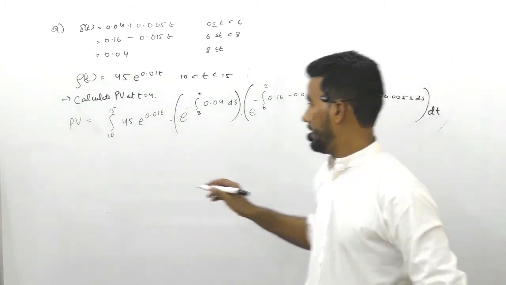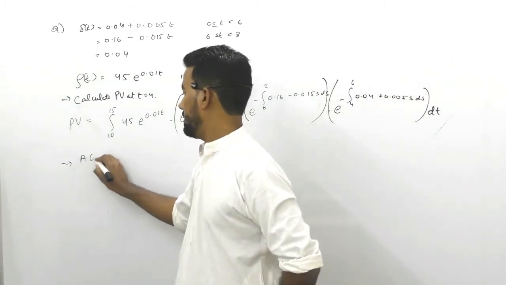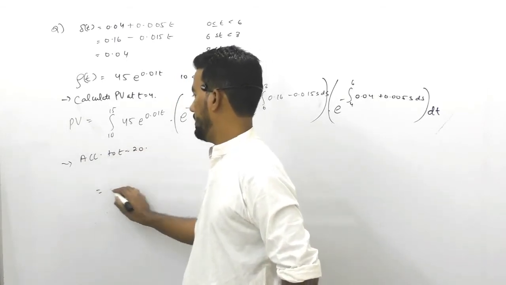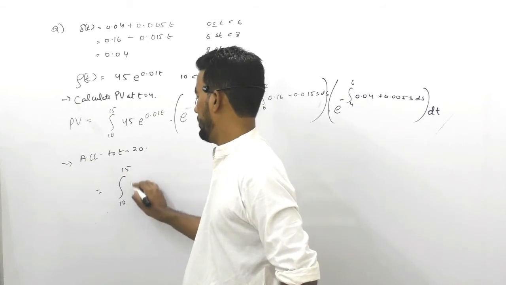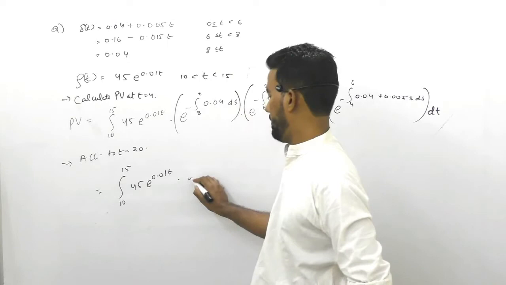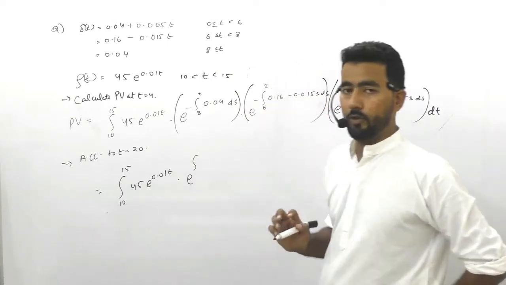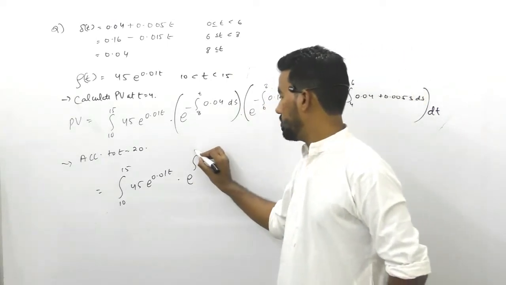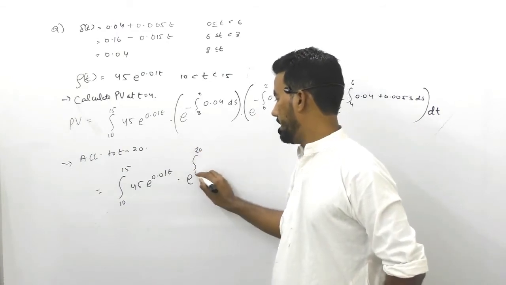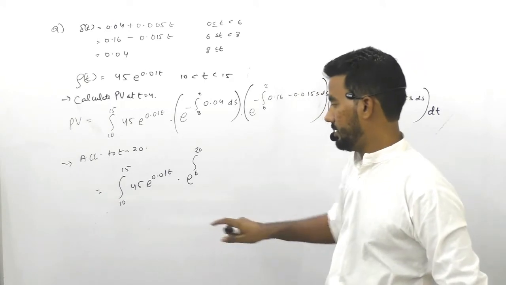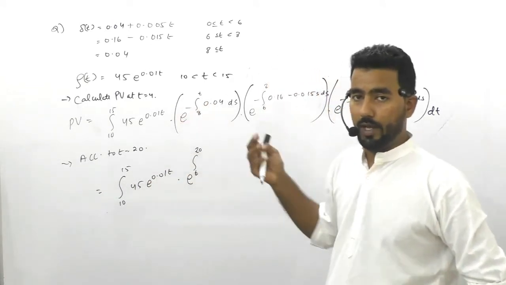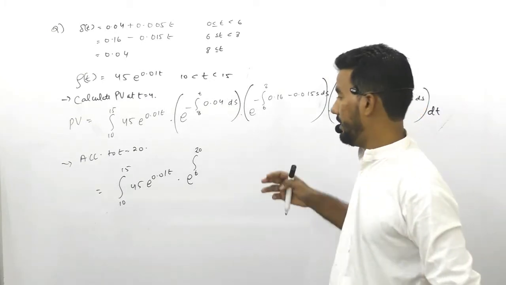Now if the question says, let's say accumulate to time 20 for example, then it should be 10 to 15, 45 e raised to 0.01 t, then accumulate from, we know that we want to accumulate this to time 20. So upper limit should be 20 and the lower limit should be t. Now since this is starting from time 10, the payment is from 10 to 15, I want to accumulate to time 20. So everything that is related here is from time 10 to 20 only.